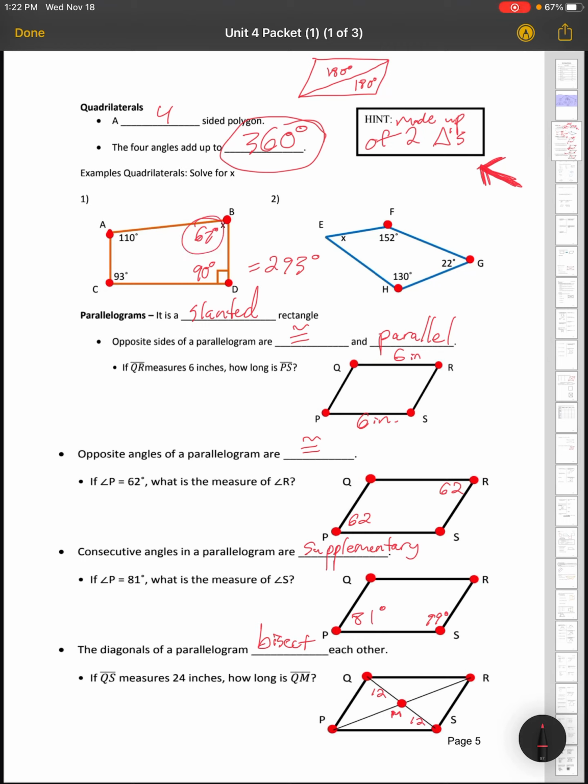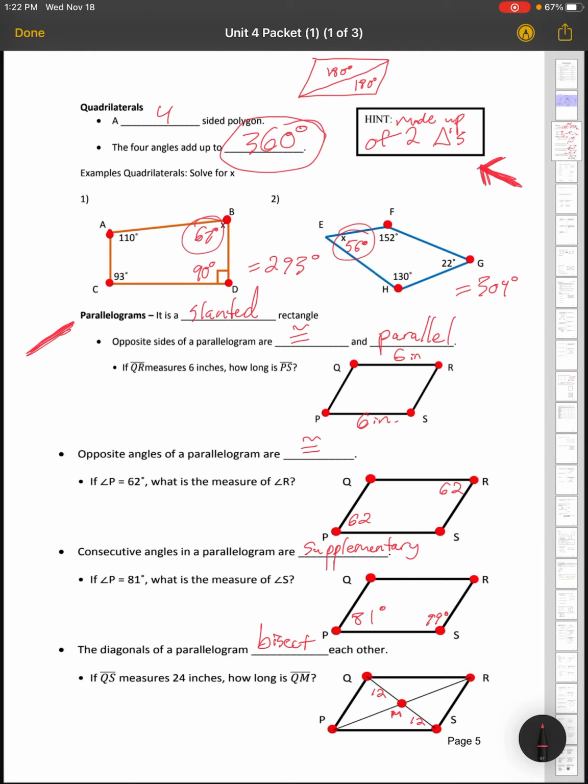For number two, angle E, we would do the same thing. We would add 152, 130, and 22, which would give us 304. We would then subtract that from 360. Finally, we would get that this angle here is 56 degrees.